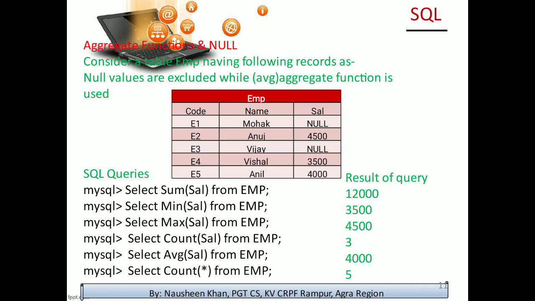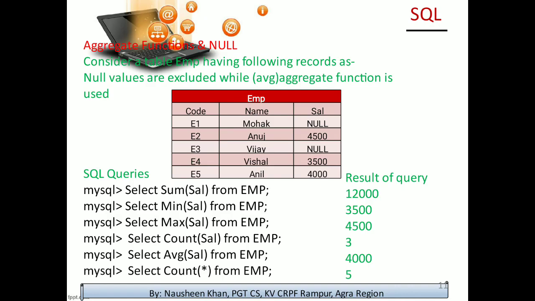Select AVG(sal) from EMP. Again, it will exclude null values. It will calculate the average of 4500, 3500 and 4000 and give a single result. The result will be 4000.